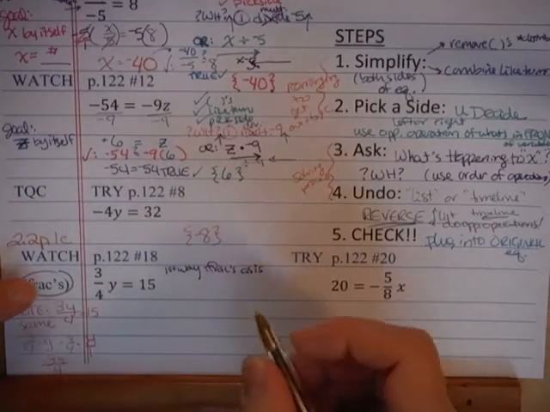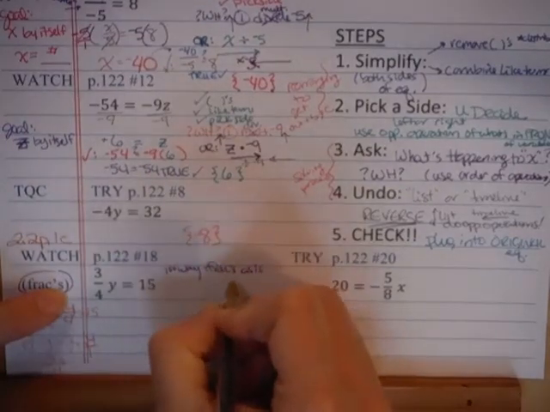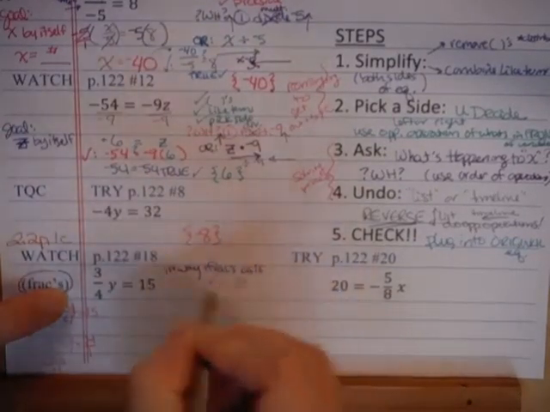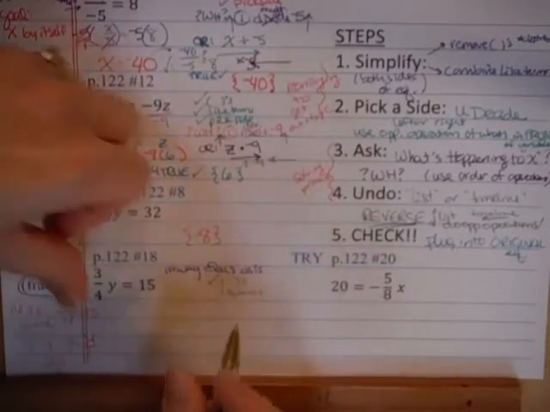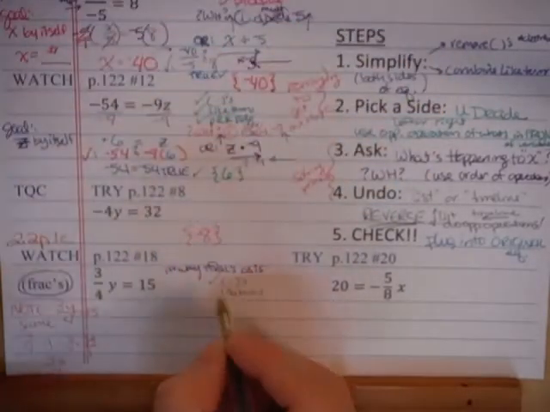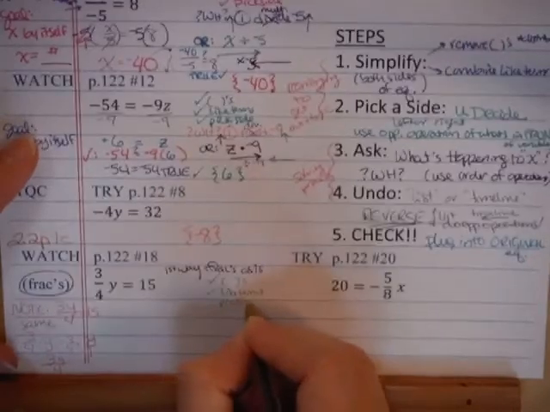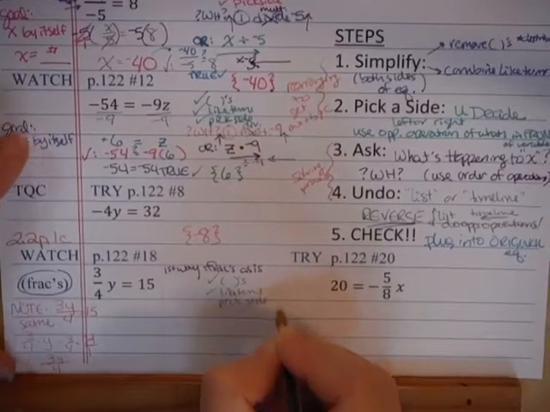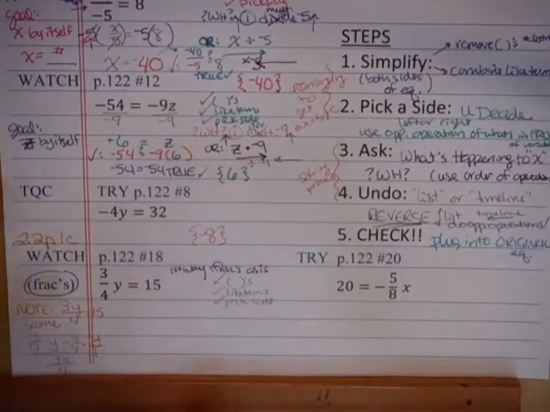The first thing we do is we look to simplify. Is there any parentheses involved? No, there's not. Those are all taken care of. Are there any like terms that we need to combine? On the right side, it's just 15. On the left side of the equal sign, there are no like terms to combine. That's already been done for us. Pick a side: is the variable on one side or the other? It is already on the left side, not on both sides. So again, that's been done for us.